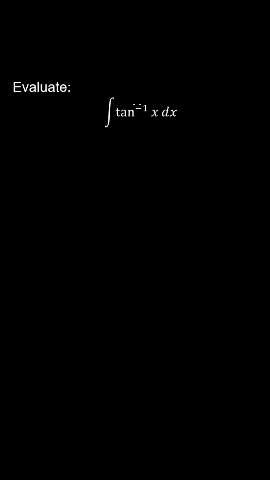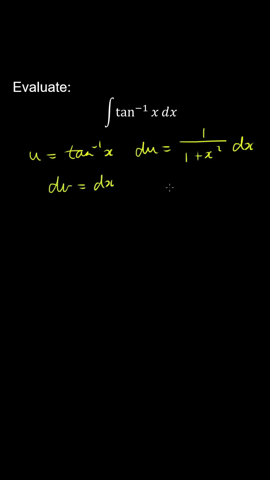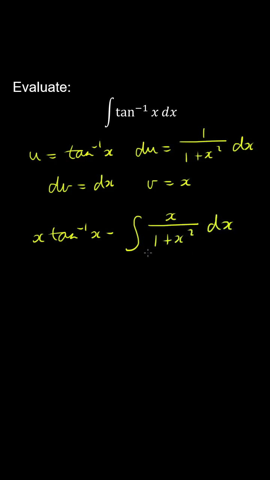Let's evaluate this integral. So what we're going to do is apply integration by parts, because we know how to differentiate arctan. So du is equal to 1 over 1 plus x squared dx. And therefore dv is dx, and v is equal to x. So we can write the integral as u multiplied by v, so that'll be x by the arctan of x, minus the integral of v du. So that'll be x on 1 plus x squared dx. And now you can evaluate this integral using u substitution, and post your answer in the comments.